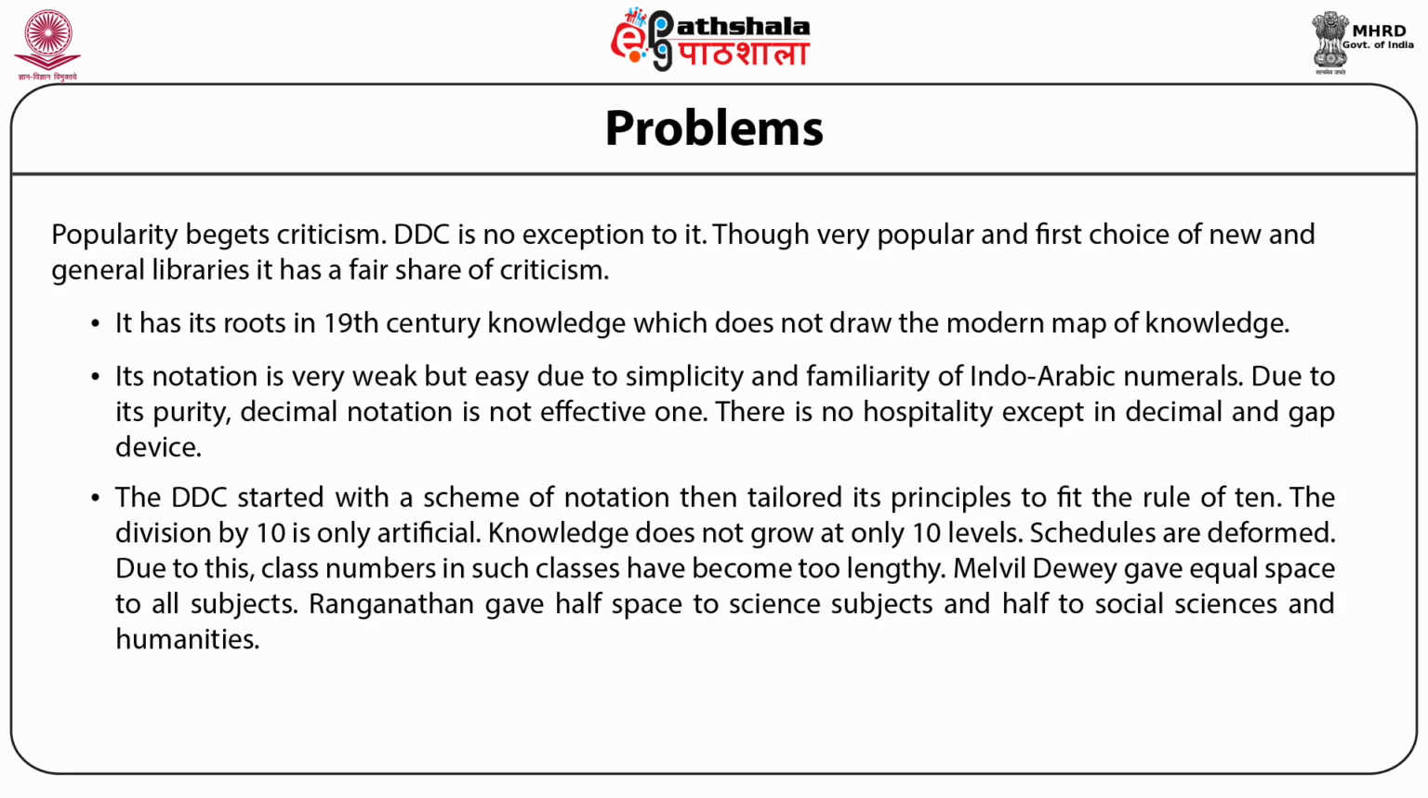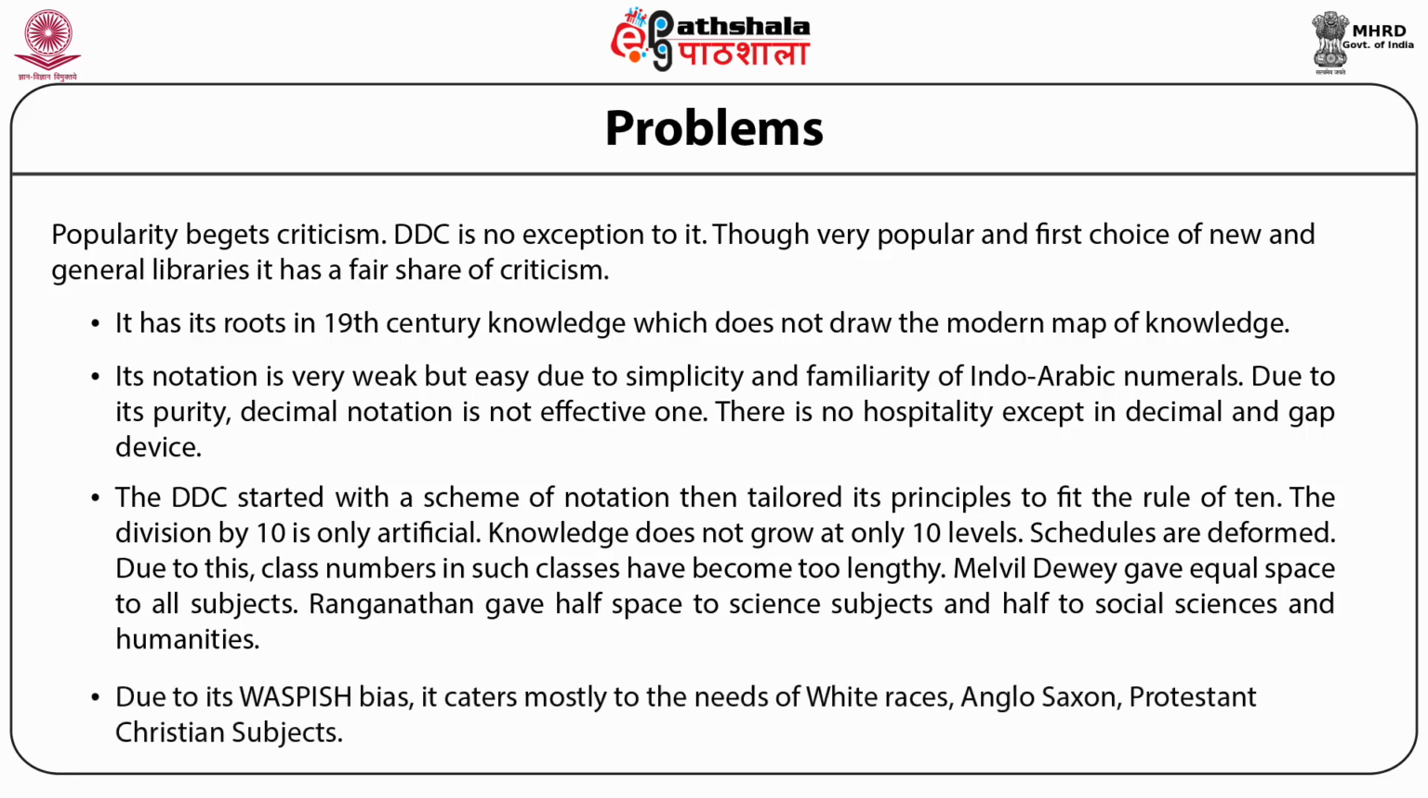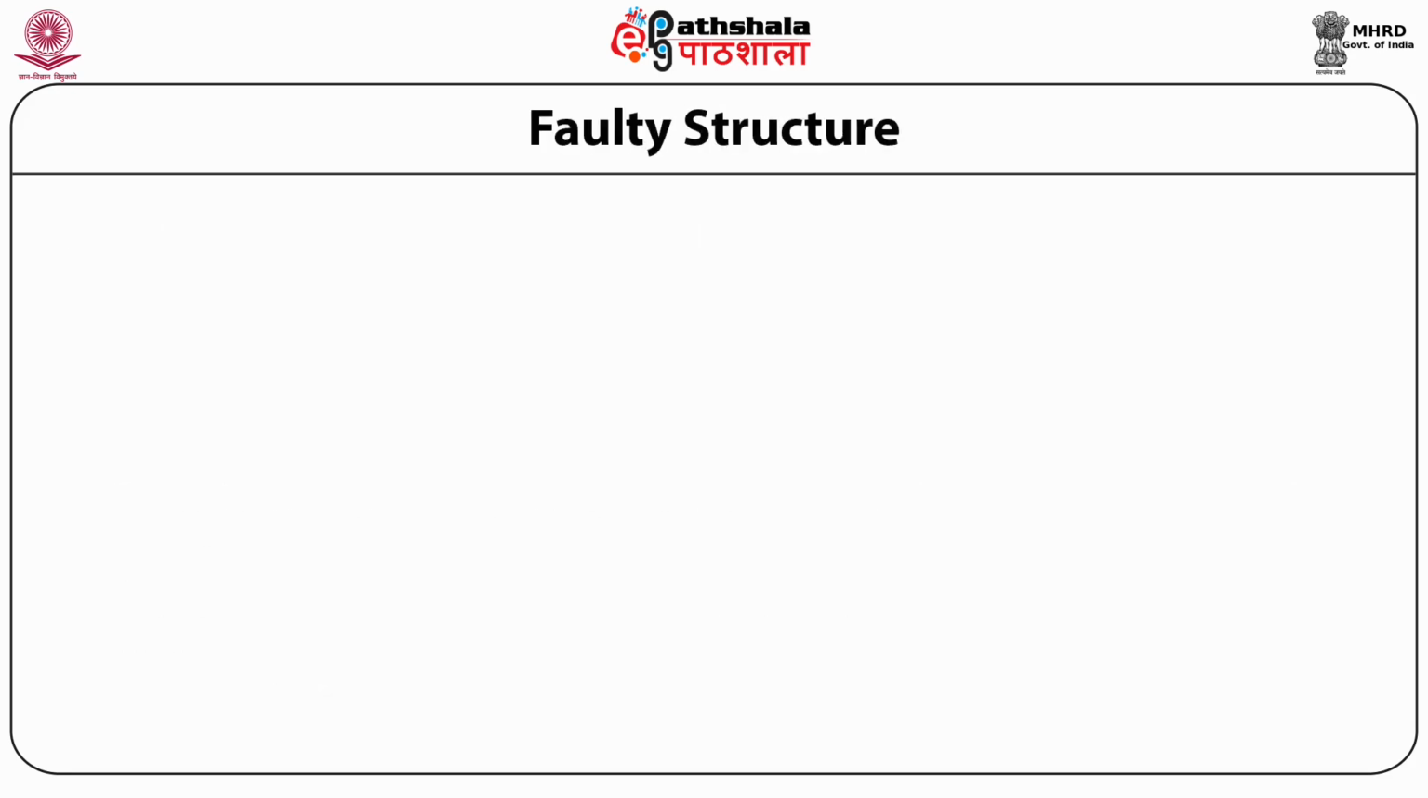Schedules are deformed thus. And due to this, class numbers in such classes have become too lengthy, for example, in engineering or in economics. Melville Dewey gave equal space to all subjects. That was not correct. Ranganathan gave half the space to science subjects and half to social sciences and humanities, which was the right approach. It also has a WASP bias, that is, a bias towards white races, Anglo-Saxon races, and Protestant Christian subjects, and so it is not very useful for Indian subjects.